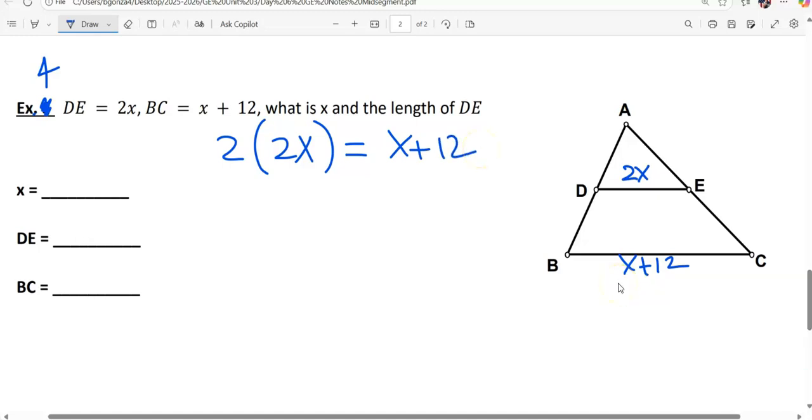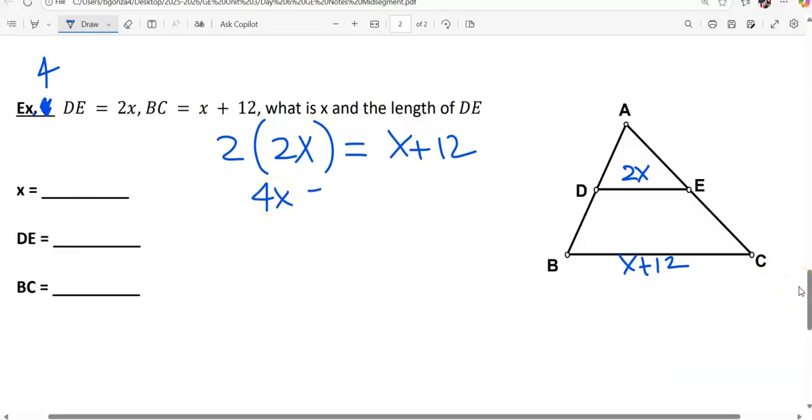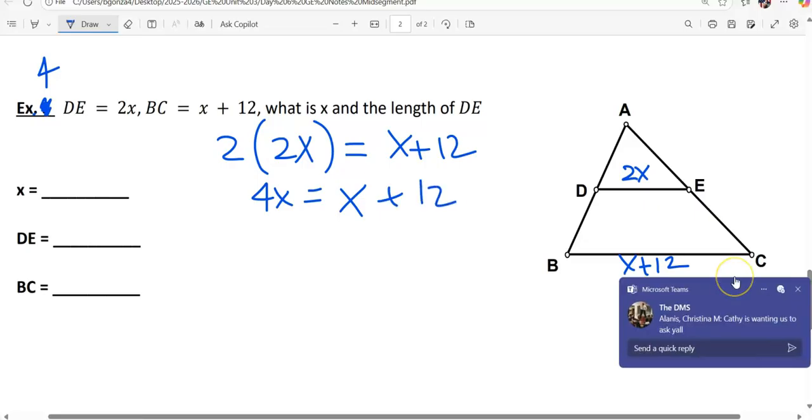Can you multiply 2 times 2? 2 times 2 is 4. Yeah, 4x equals, sheesh, gotta snooze these folks. X plus 12. Oh my goodness gracious. Is there a snooze feature? Yeah, get out of here.